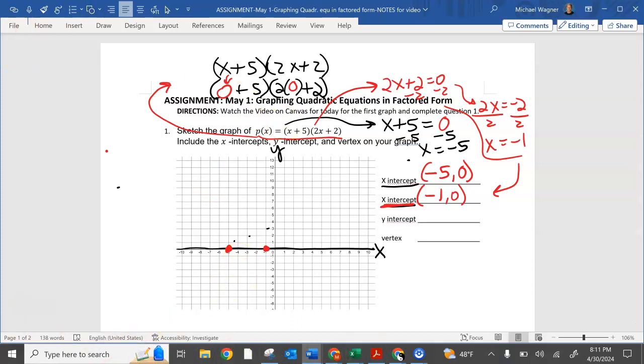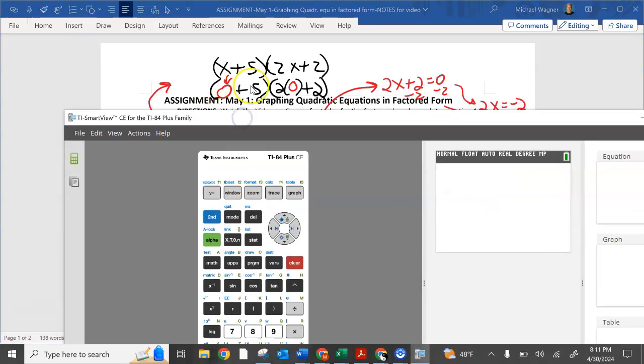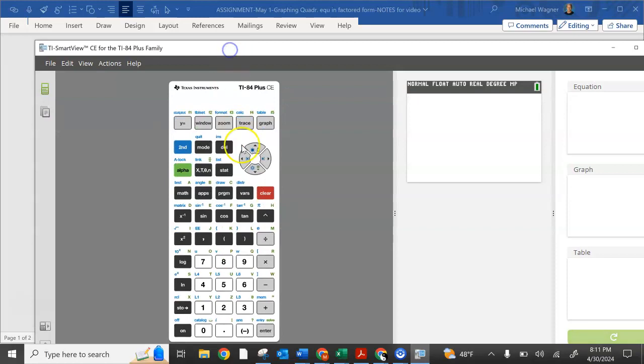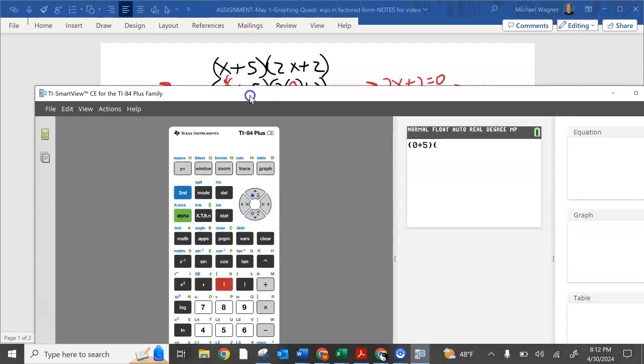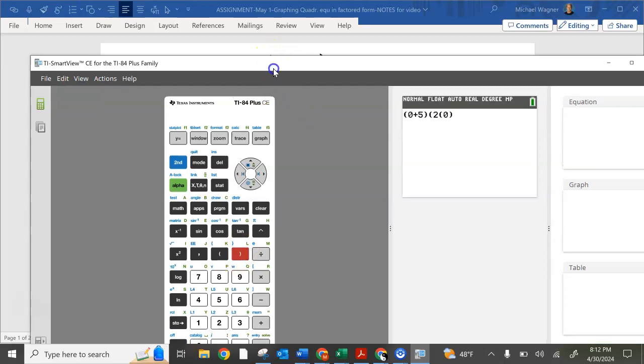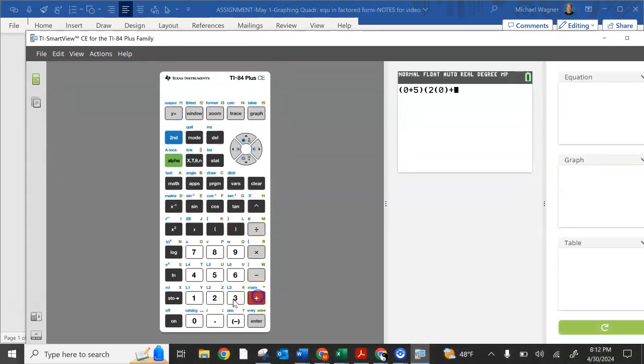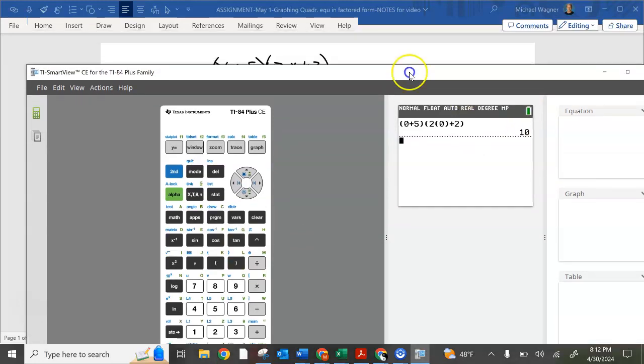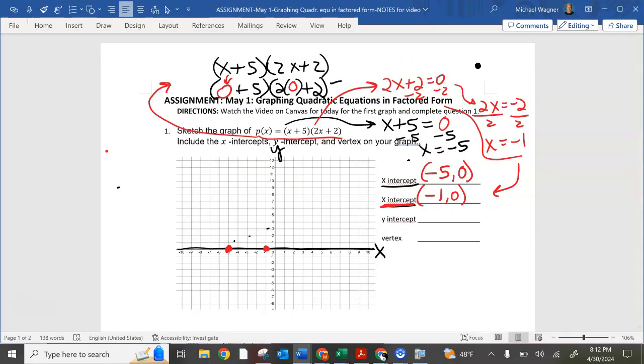So let's get a calculator. We're going to go 0 plus 5: parentheses, 0 plus 5, parentheses, and then parentheses again. 2 times, so 2, and then parentheses, 0, parentheses. Plus 2, and then parentheses. So we have 2 parentheses in there, right? And then we hit enter and we get 10. So that's the value we get. That is equal to 10.